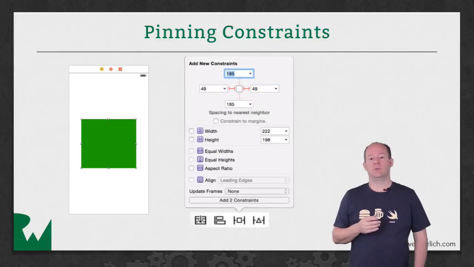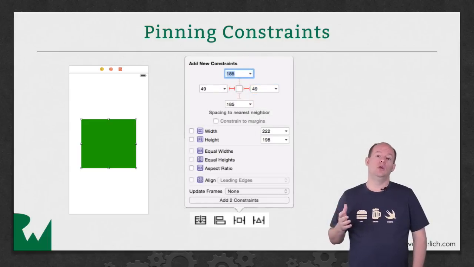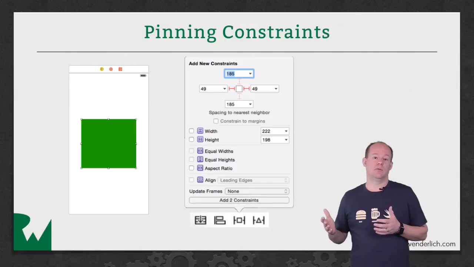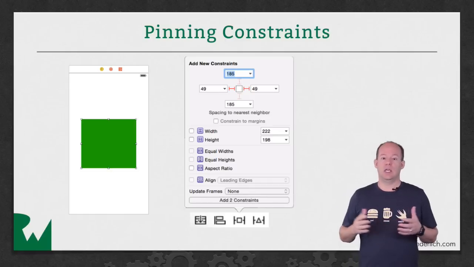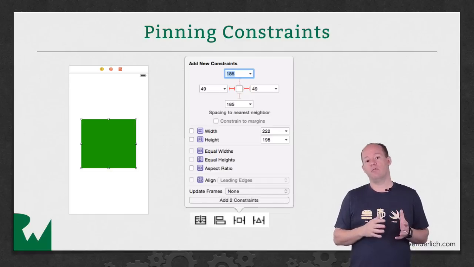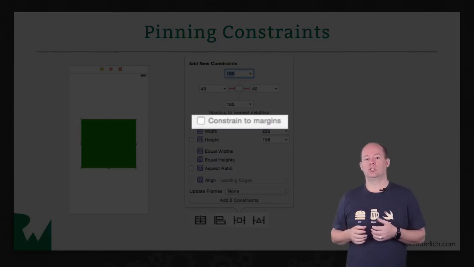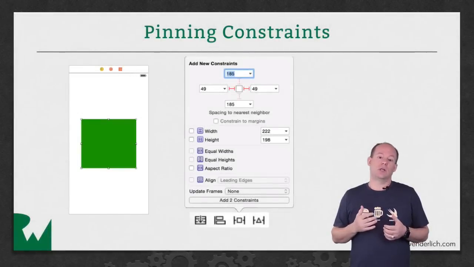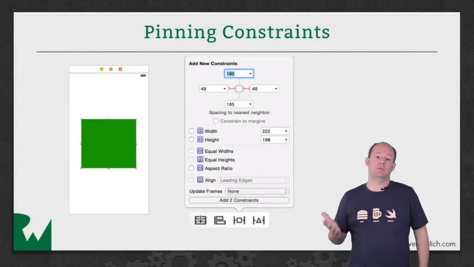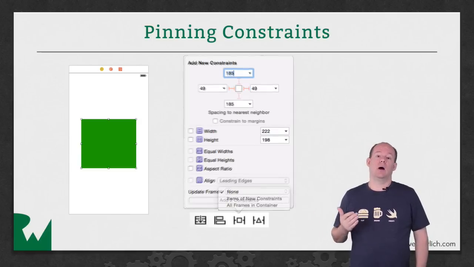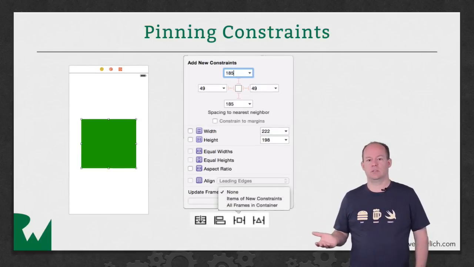When you're creating constraints between a view and its super view, you can create a constraint to the edge of the super view or to its margins. Each view has margins that define how far from the edge it would like its subviews to be, but you have full control over whether to ignore those margins and create a constraint directly to the view instead, using the Constrain to Margins checkbox. If the constraints you're adding here don't match the current frames of the views, the Update Frames option down at the bottom allows you to modify the frames to match the constraints.